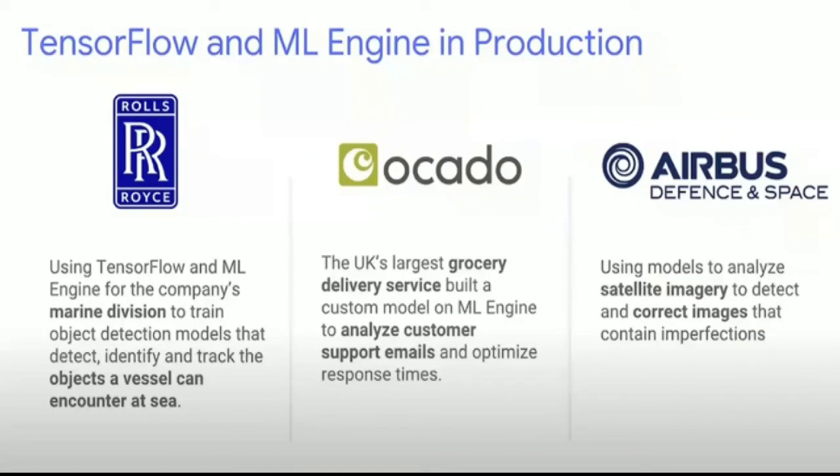Finally, as our last example, Lockheed Martin defense and space, guys. They're using a custom image classification model to identify things in satellite imagery. They can identify a lot of stuff using satellite imagery, guys.